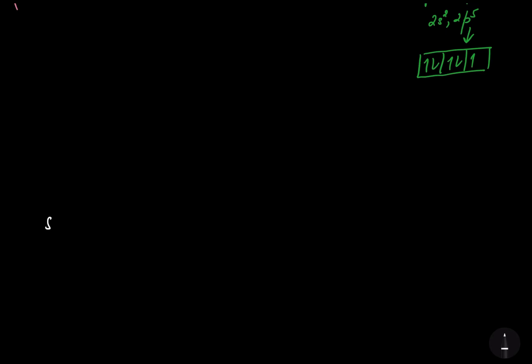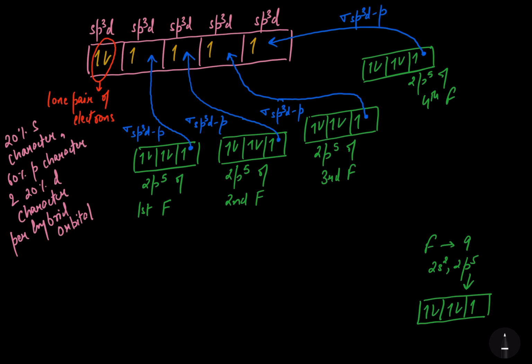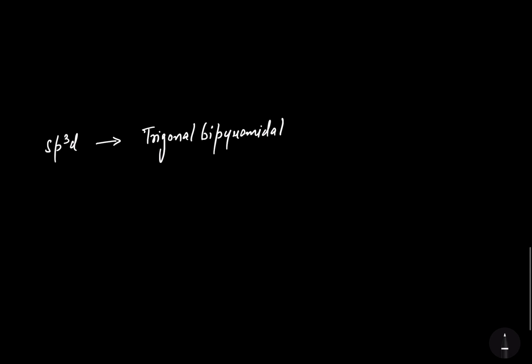We got the sp3d hybridization. For sp3d hybrid orbital, we have the standard structure to be trigonal bipyramidal. But this time we are having one lone pair in one of the hybrid orbitals. So let's make the structure with a lone pair.